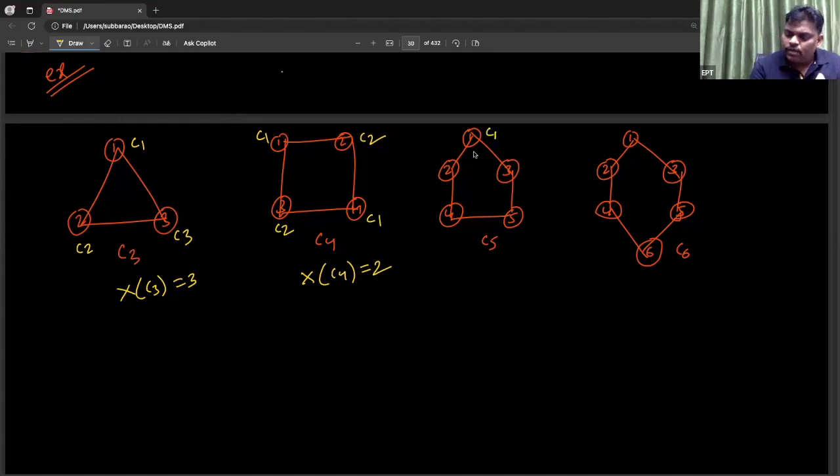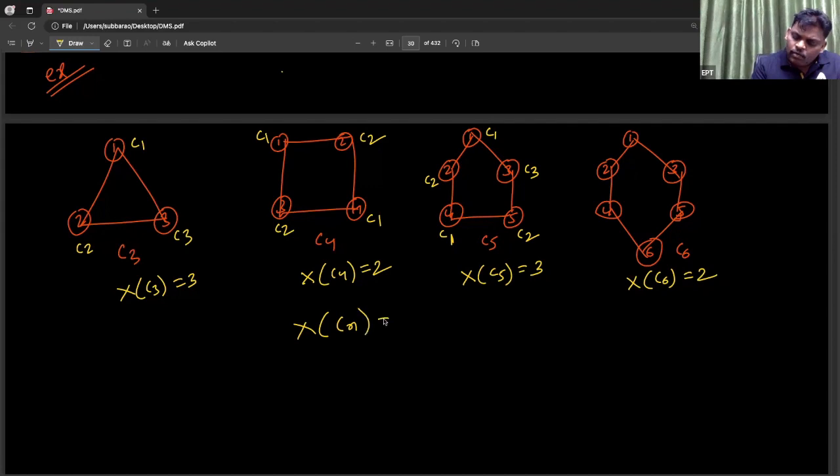Next one, it is a C1, it is a C2. Give alternative. C3, sorry. C1, C2, right? C1. Again C2. It is a C1. If I give C1, already that side is C1, so there it should be C3. The chromatic number of C5 is 3. The chromatic number of C6 is 2. Remember, the chromatic number of Cn is equal to 2 if n is even, 3 if n is odd.